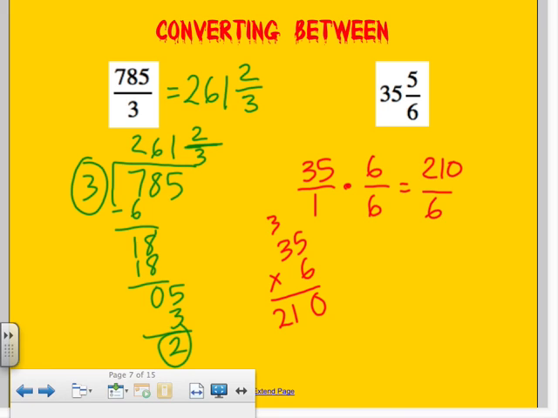is 210/6. But don't forget about the 5/6 we already had, so we gotta add that in. So all together, that's 215/6. That's 35 and 5/6, okay? So all you're doing is taking the whole number, making it into a fraction with that common denominator, and then adding in the fraction you already had. So that's converting between mixed numbers and improper fractions.